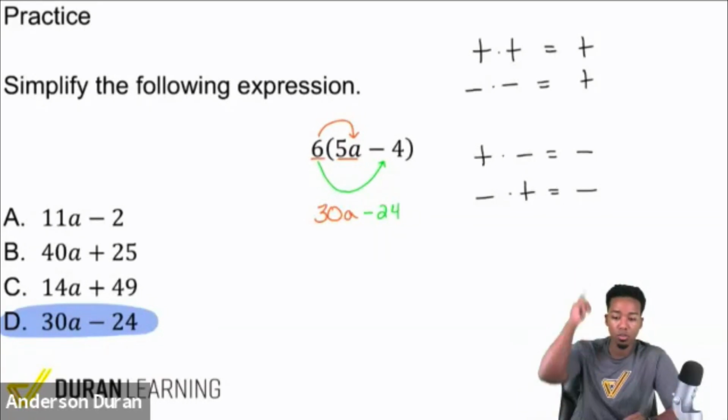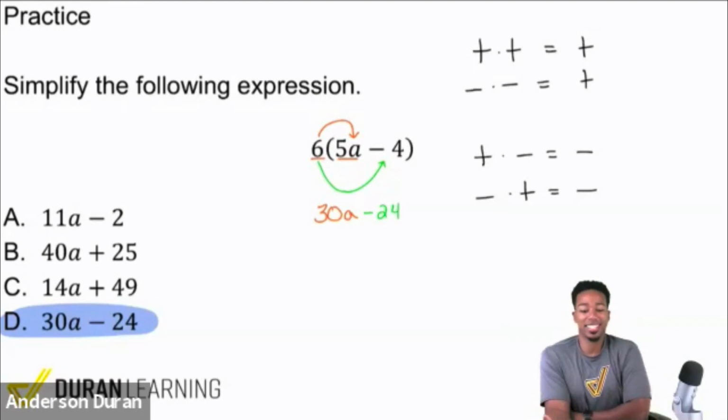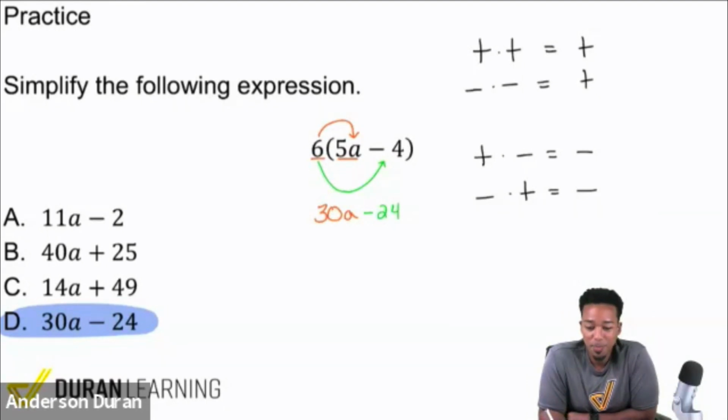3, 2, 1. Oh, Malik, I will take your question. Go ahead. What's going on? You hear me? Yep, I got you. All right, so a few questions back, it was like we was adding negatives. So if we add the negative, it's going to be a negative.